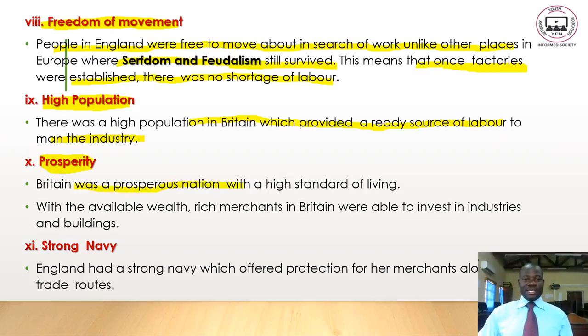Prosperity also contributed to the beginning of the Industrial Revolution in England. Britain was a prosperous nation with a high standard of living. So with the available wealth, rich merchants in Britain were able to invest in industries and buildings. As we have already said, there were rich merchants there. Those people were wealthy, and that wealth means it was flourishing in Britain. As a result, they were able to invest much in buildings as well as in industries.